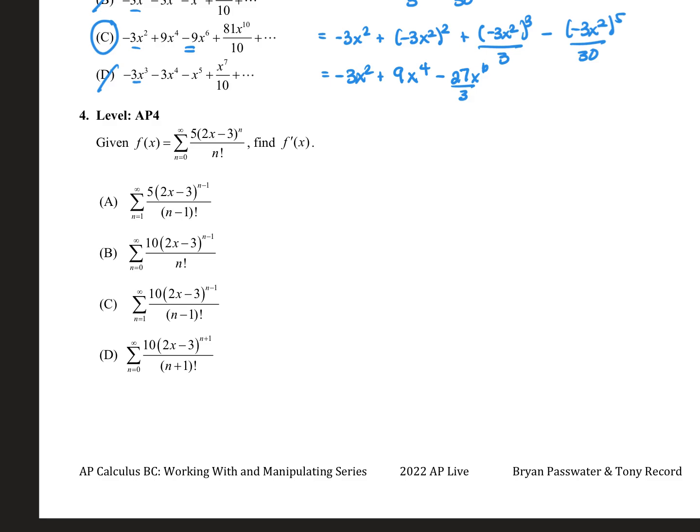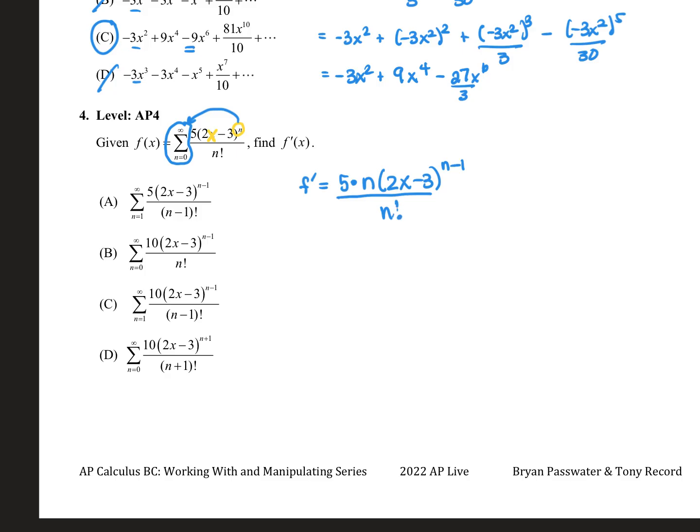4. So they want us to find the derivative of this. So let's see. On the AP test, they never ask you to take the derivative when the summation's there. So let's just take the derivative without the summation and see what happens, and then see if we can match it. So remember, when you take a derivative, you're really taking the derivative only on the x power, because this is your only variable. So when I take a derivative, this power is going to come down in front. So 5 times n, 2x minus 3, subtract 1 from the power, divided by n factorial.